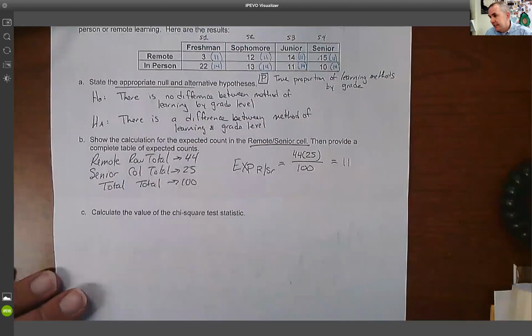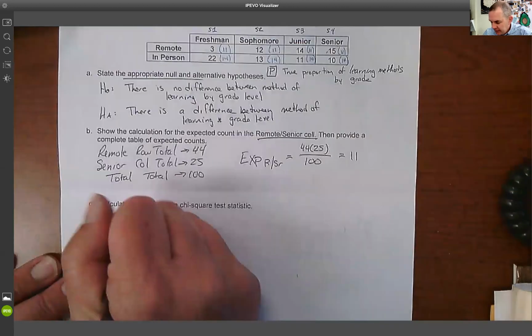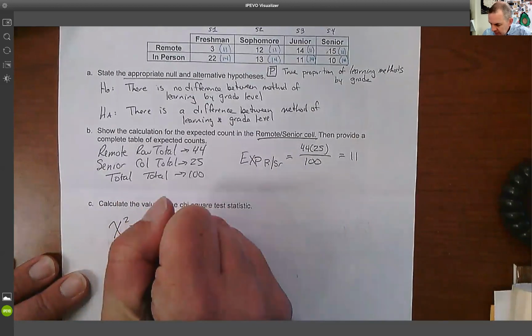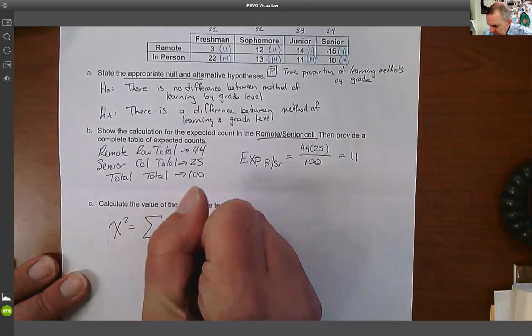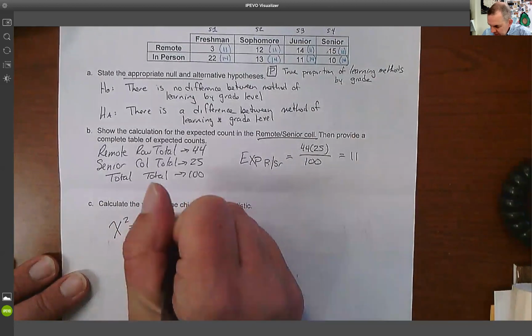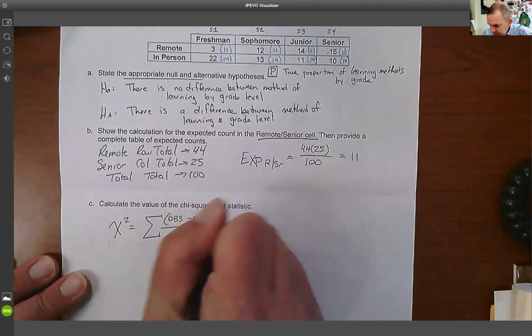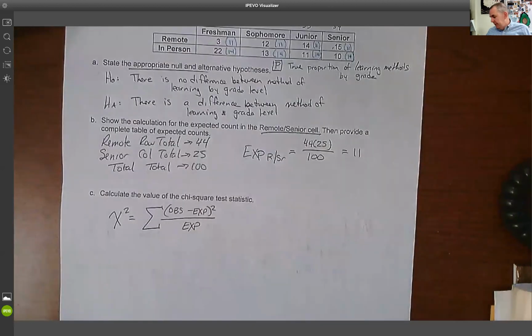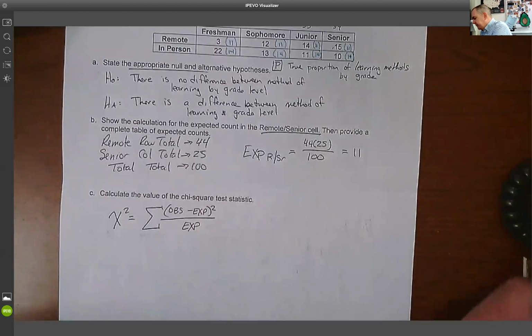So to get the chi-squared statistic, this is the formula. Chi-squared equals the sum of observed minus expected, that quantity squared, divided by expected. And this is on your formula sheet if you ever need it. You have your formula sheet, I got it right here.